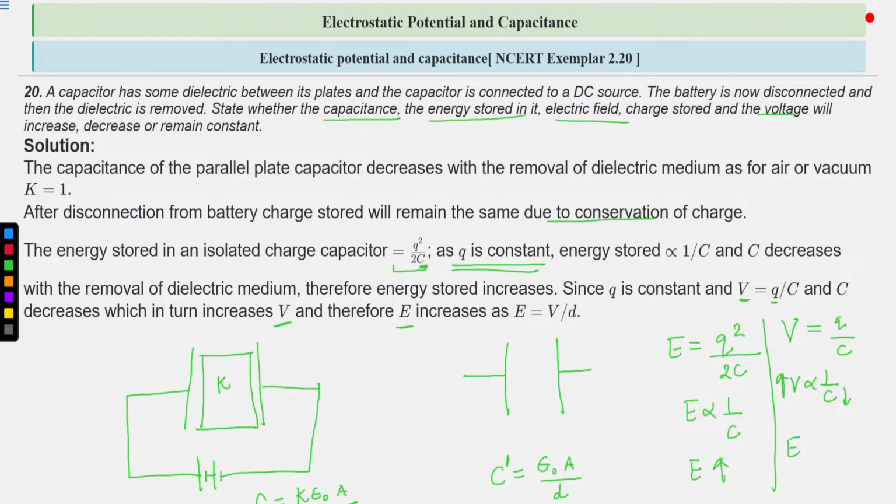This is energy, so you can also use U here. Now I am writing for electric field, E equals V by D. So as V is increasing, the electric field will also increase.